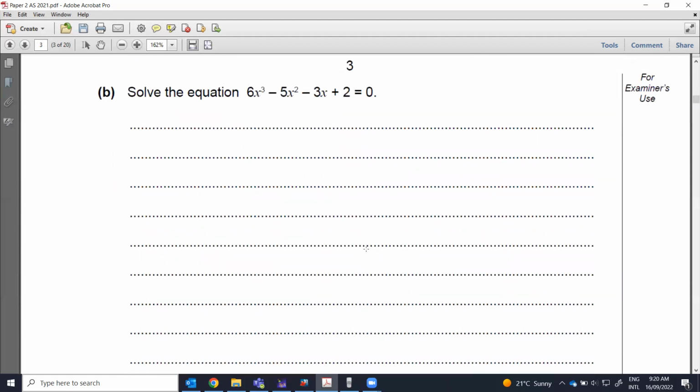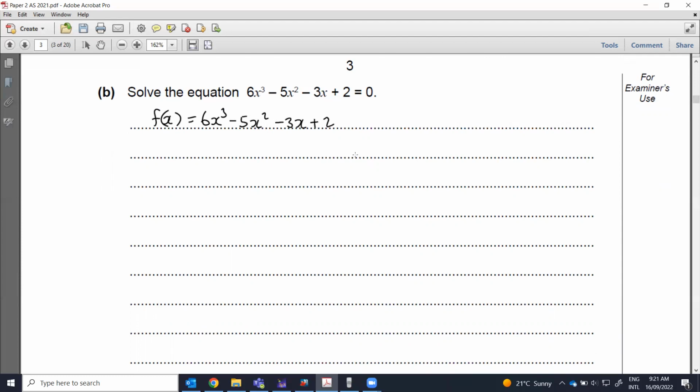Question 1b is they solve this equation here. So the way we solve this one is a little bit similar. We are going to use the factor and the remainder theorem. So first, our equation, we're going to call it f of x. This is 6x cubed minus 5x squared minus 3x plus 2.